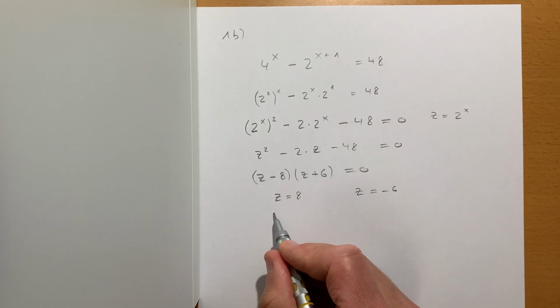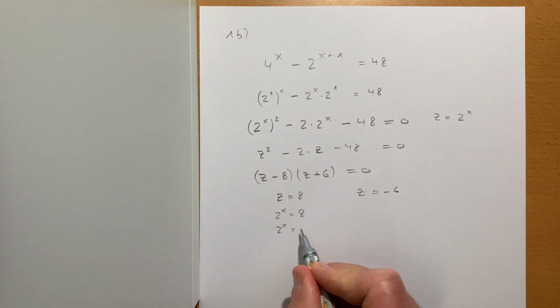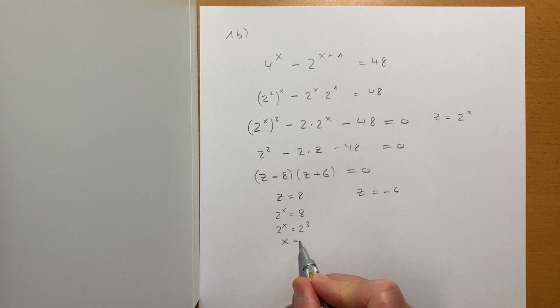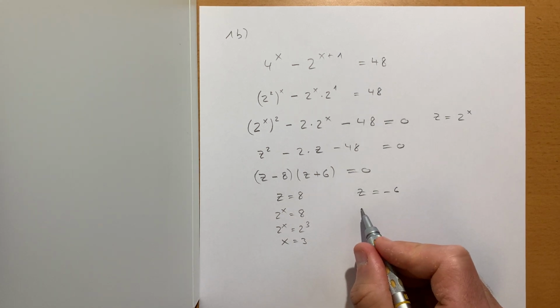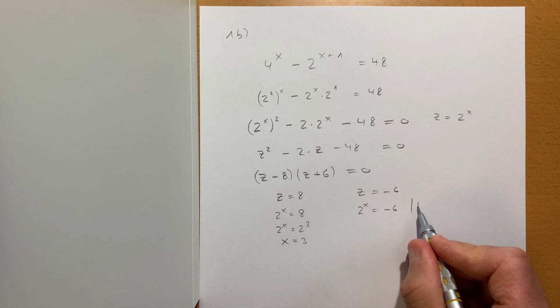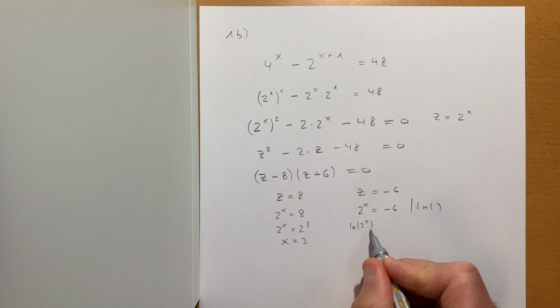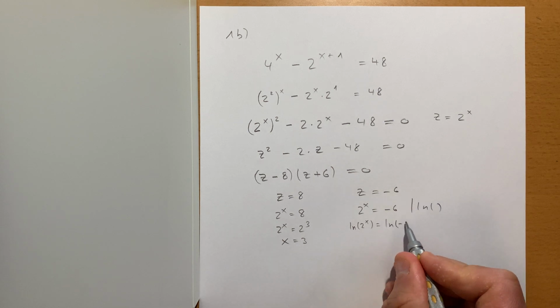Then let's resubstitute. 2 to the x is 8. Well, 2 to the x is 2 to the 3, so x must be 3. And here, 2 to the x is minus 6, so let's use the ln on both sides. So ln 2^x is equal to ln of minus 6.